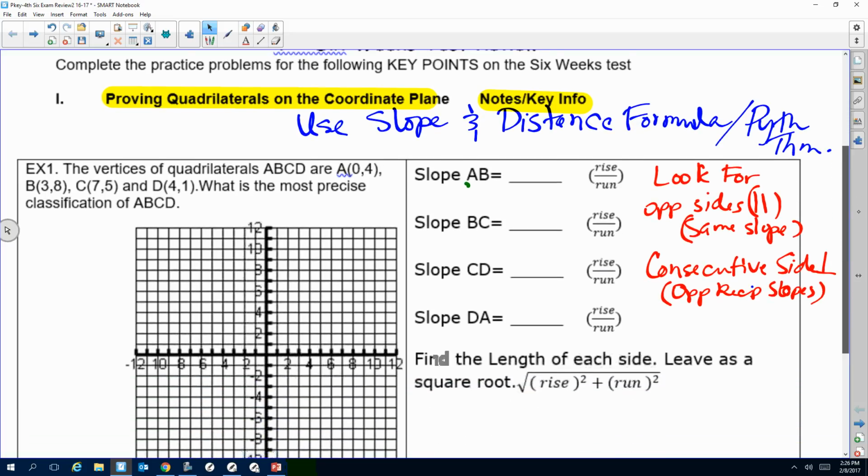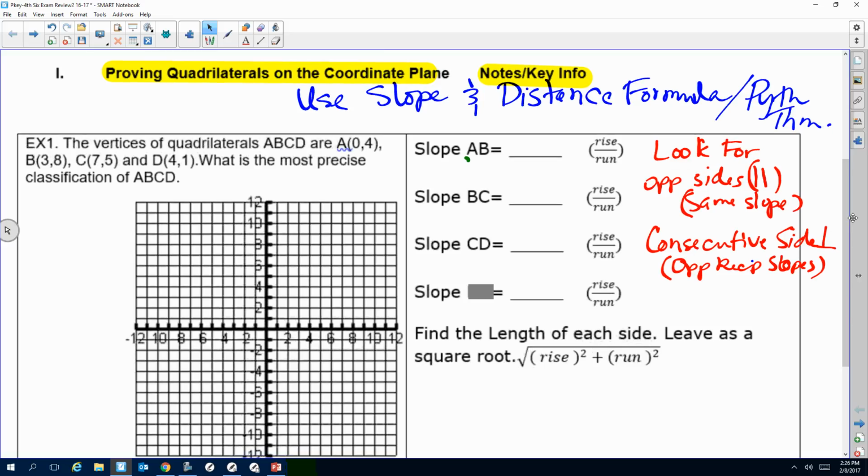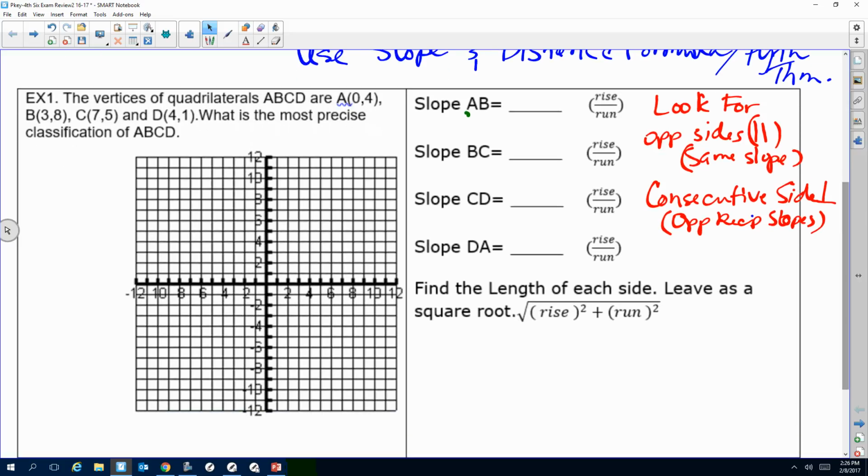All right, so proving quadrilaterals on the coordinate plane. Key to this is use your slopes and distance formula / Pythagorean theorem. Now I'm going to show you how you can use your slope to help you do some problem solving and make it a whole lot easier or faster to get through the problem. So I think some of you might have a typo, so check that your D is 4, 1. But graph your points, okay?